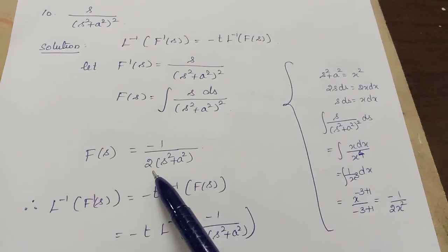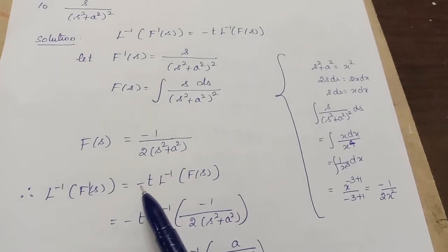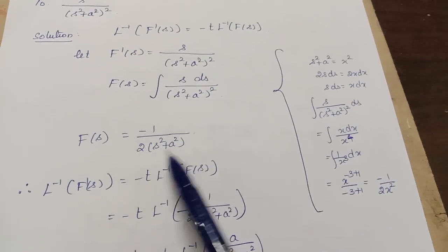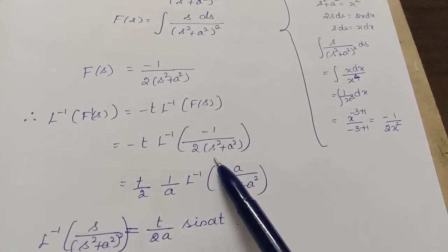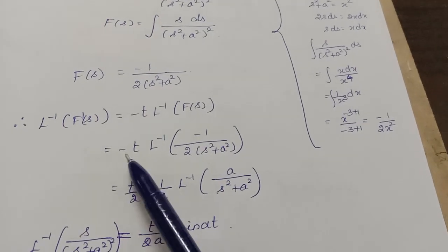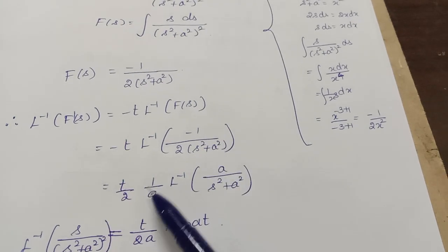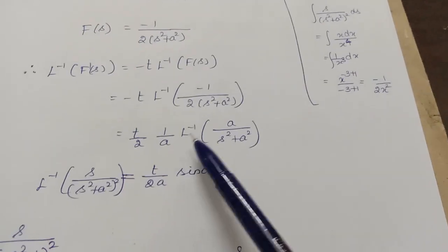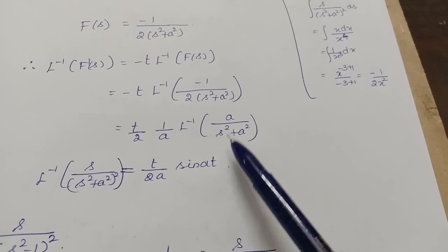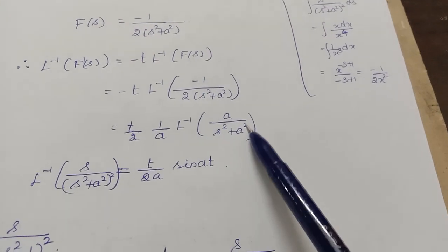So this is my f of s, no? So L inverse of f dash of s equal to minus t into L inverse of, this is my f of s. Okay, right. So minus into minus will become plus, t by 2 into, here this is 1 by s square plus a square, no? So multiply and divide by a. So 1 by a into L inverse of a by s square plus a square. But this is nothing but sin at.